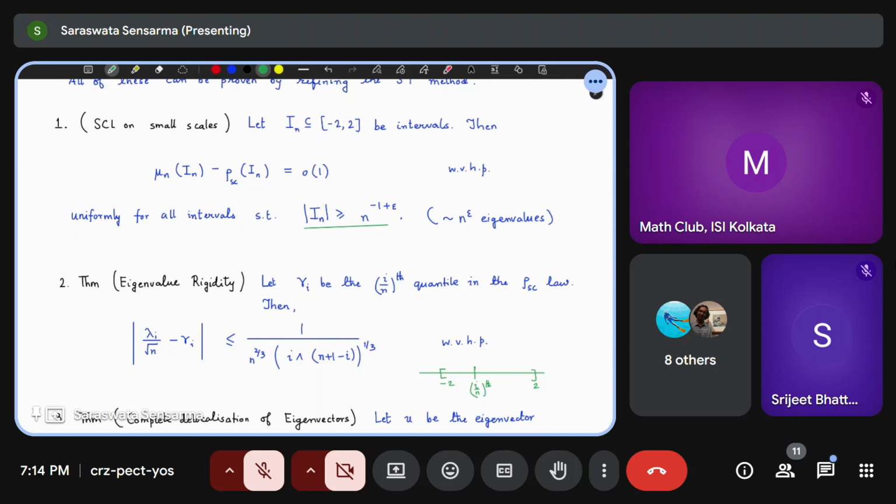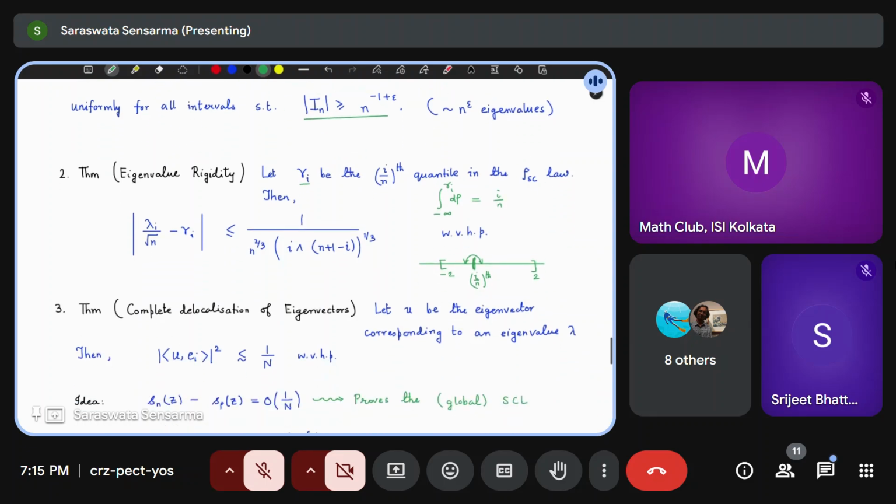Let's say gamma i is the i by nth quantile, so that satisfies the integral from minus infinity to gamma i of rho is i over n. So this is the typical position of the eigenvalues, and what this says is it doesn't deviate much from it. Lambda i by root n minus gamma i is basically of the order of 1 over n, as long as it's far enough from both endpoints. And all of this happens with very high probability.